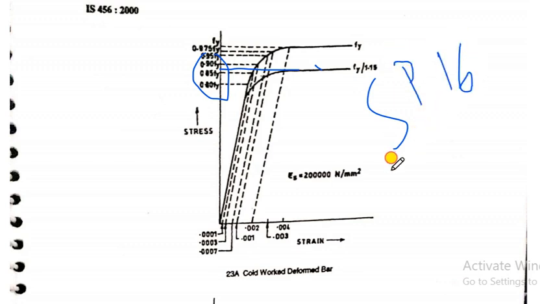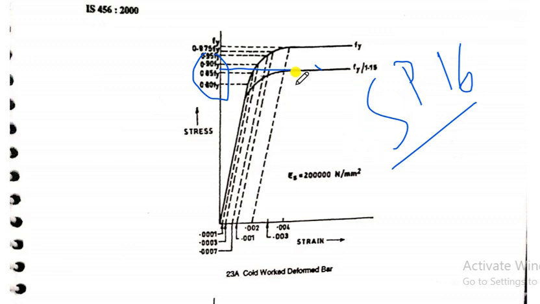If you substitute and go through these values, we take one value randomly, suppose 0.89 into FY divided by 1.15. Otherwise you can use SP chart 16. From the SP chart 16 book, you can easily interpolate this calculation.